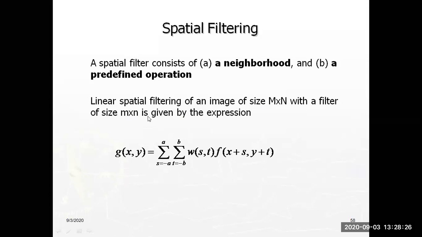So let us consider, for our convenience, g of x comma y as our output image, and f of x plus s, y plus t is my input image. Of course, f of x comma y is my input image, and w of s comma t is my window, filter or operation. For a simple understanding, this is the input image, this is the filtering operation, and this is the output image. How many images are there? Filtering image, input image and output image.